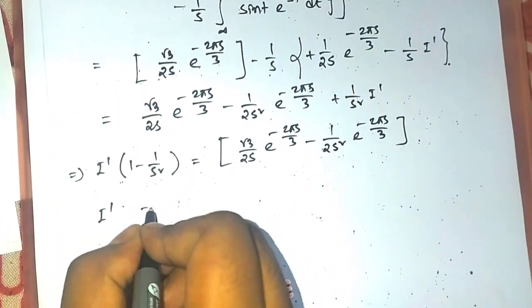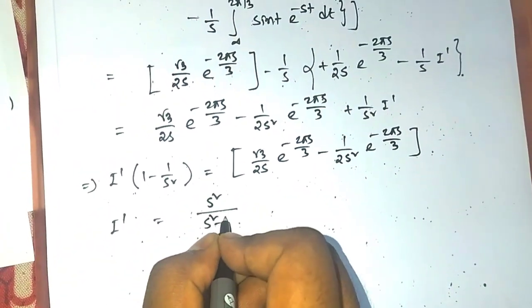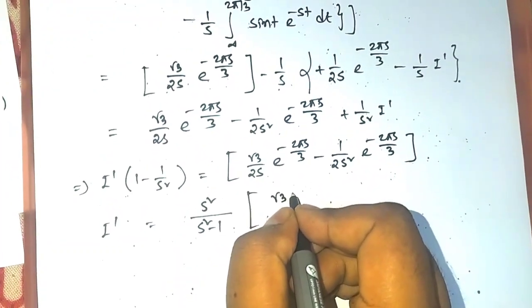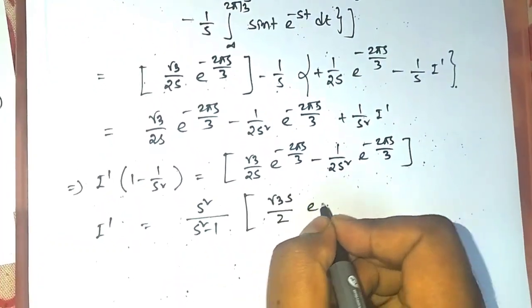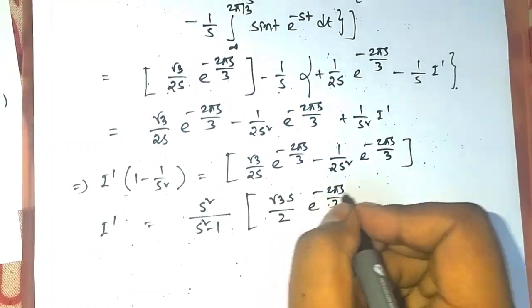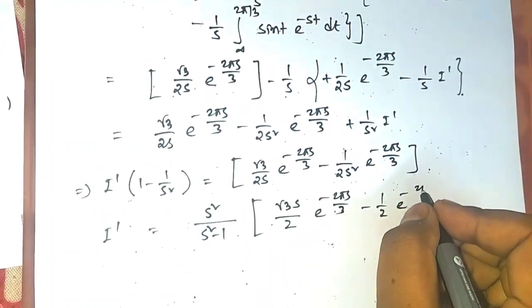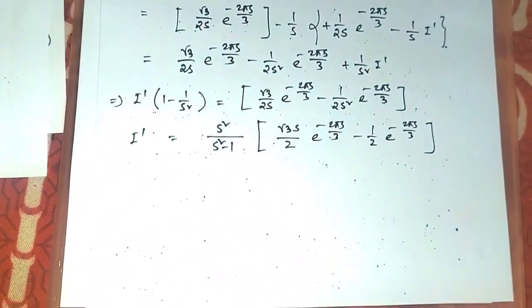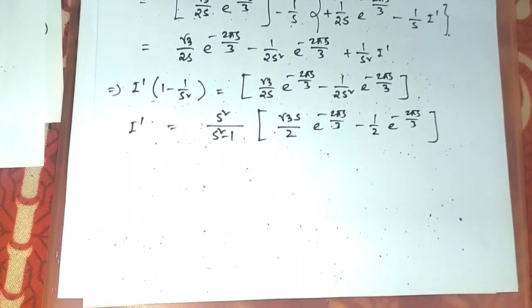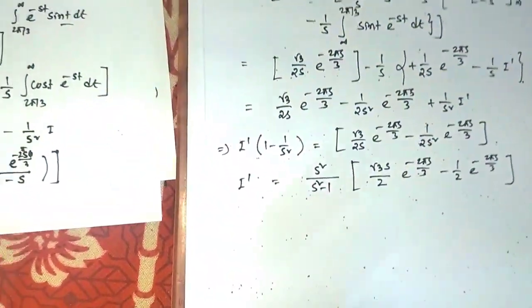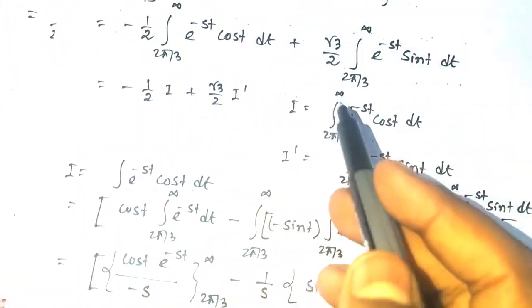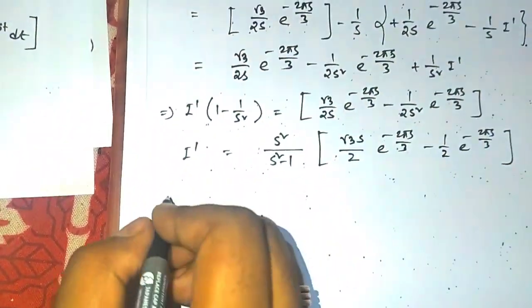So I dash equals s square by s square minus 1, clear, okay. So root 3 s by 2 e to the power minus 2 pi s by 3 minus 1 by 2 e to the power minus 2 pi s by 3. Clear? So I have calculated the value of I and I dash. Okay, now I will substitute in the equation here: 1 by 2 into I plus root 3 by 2 into I dash.